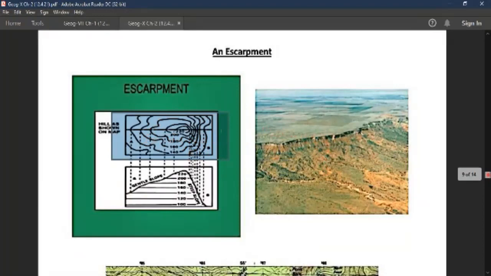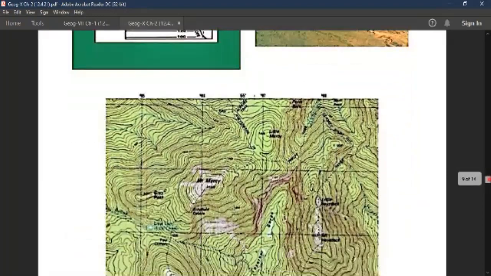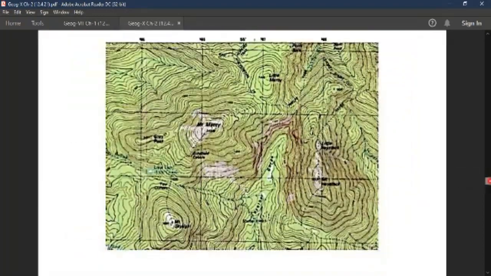Now on the topo sheet, as you can notice, these are the steep slope ridges, whereas here the slope is gentler. Hence, this feature represents an escarpment.